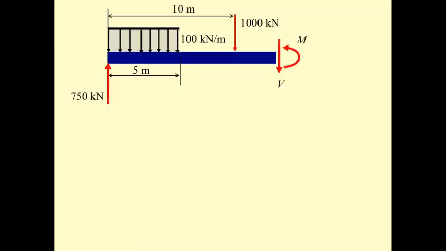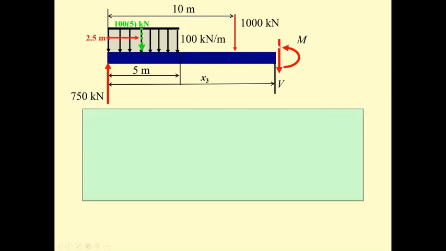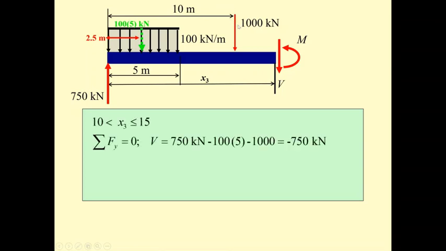Okay, for the x3, we have x3 here. The same applies. Summation of f sub y equal to 0. You get the V is downward, is equal to 750. And then minus this, and then minus this. Okay, it's minus again because it's going to be V plus 100 times 5 equal to 350. And then you move this one from plus to minus. The shear is going to be minus 750 kilonewton.